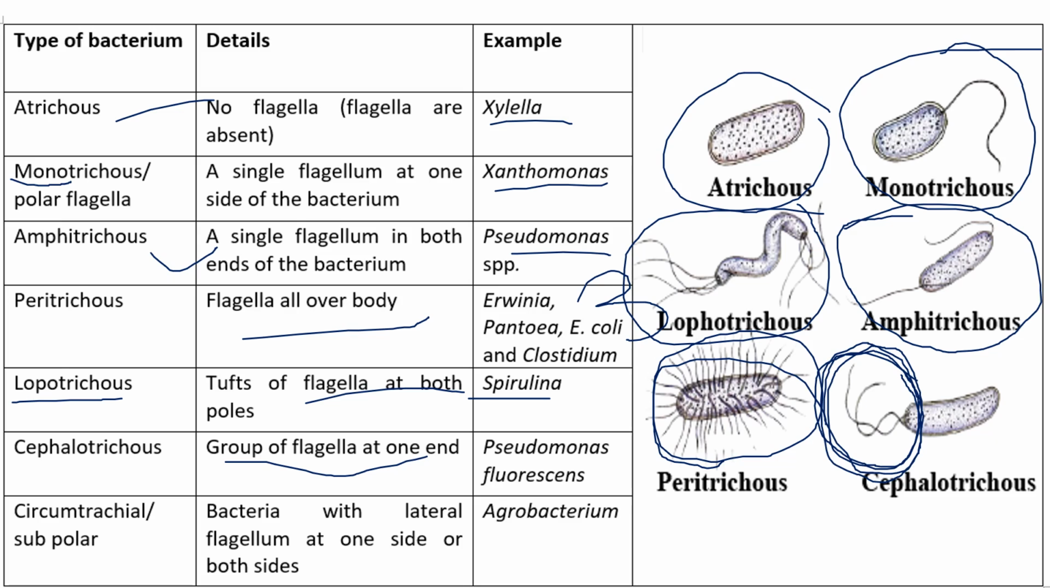Circumtrichous or subpolar flagella, which means lateral flagellum at one side or both sides may be present. So the best example is Agrobacterium.